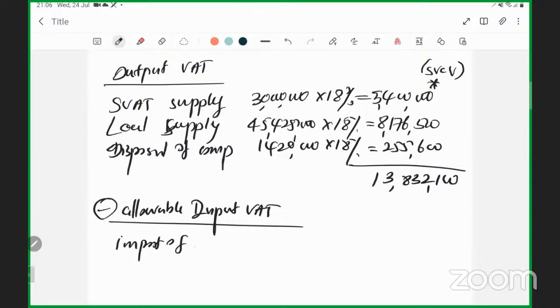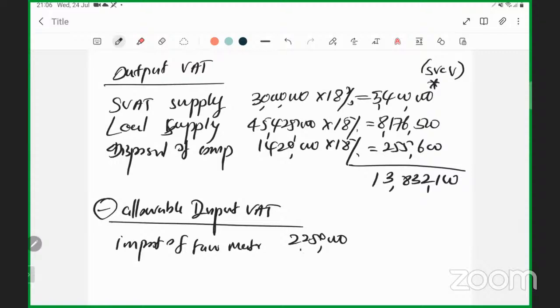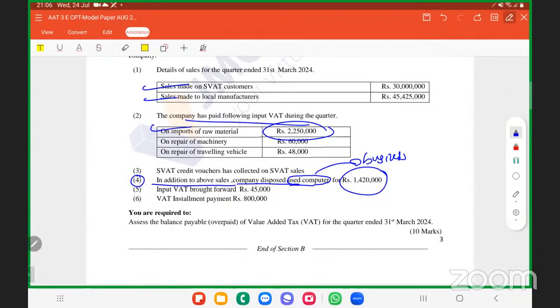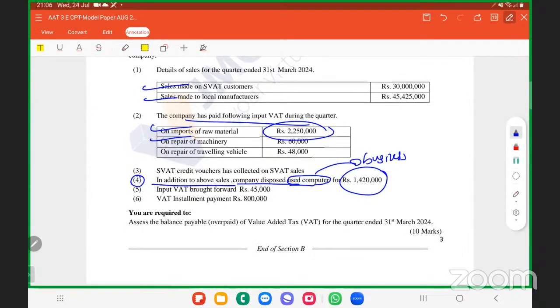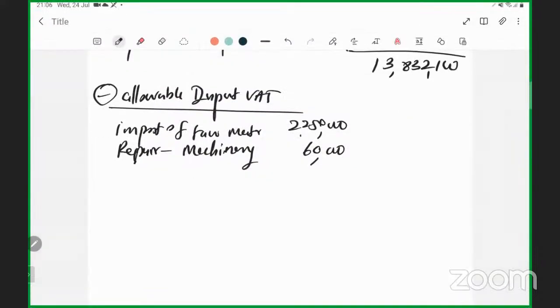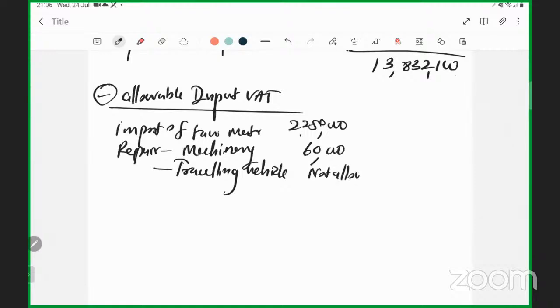Import of raw material, how much? 2,250,000. Then the repair of machinery. Yes, the machinery is used for business purposes, therefore that repair is allowed. But the repair of a traveling vehicle is not allowed. If you use a particular asset for traveling, that does not contribute to production of business income. Therefore, you have to write down not allowed.